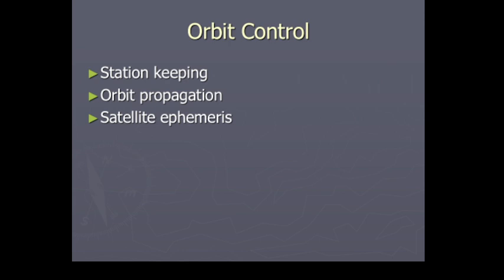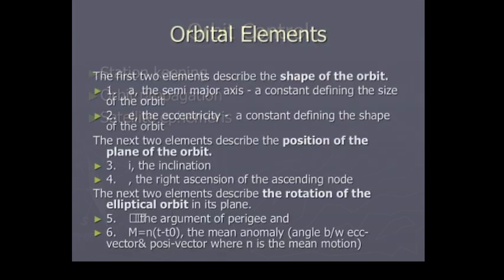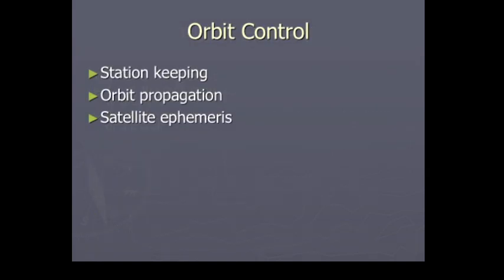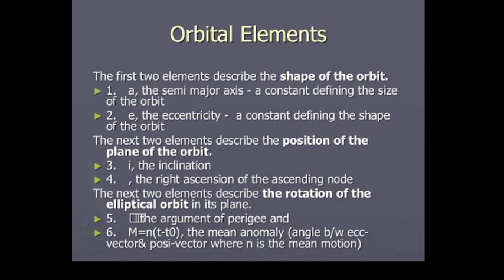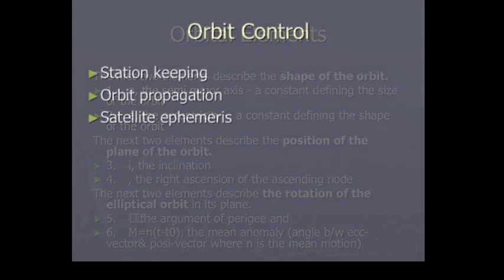of the satellites. With respect to orbital elements, we have 6 elements available. In the 6 elements, you have 2 plus 2 plus 2. That means we can segregate them into the first 2 elements, the next 2 elements, and then the next 2 elements. The first 2 elements define the shape of the orbit. The next 2 elements define the position of the plane of the orbit. The last 2 elements define the rotation of the elliptical orbit in its plane.